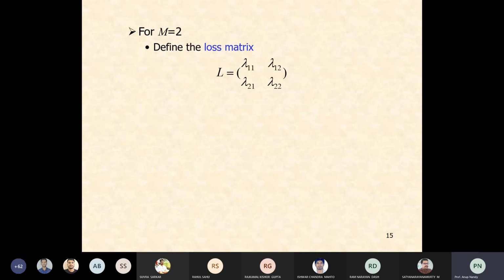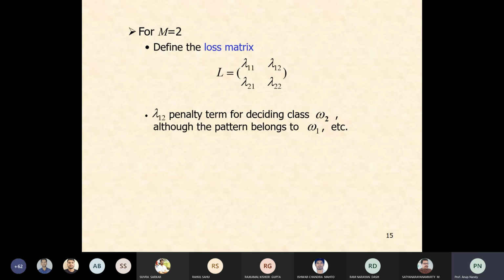Okay. So now here this lambda 1 2 is the penalty term for deciding the class W2, although the pattern belongs to W1. Actually the pattern belongs to W1, but it is classified in W2. So that's why this error term is lambda 1 2. Okay, are you understanding now?